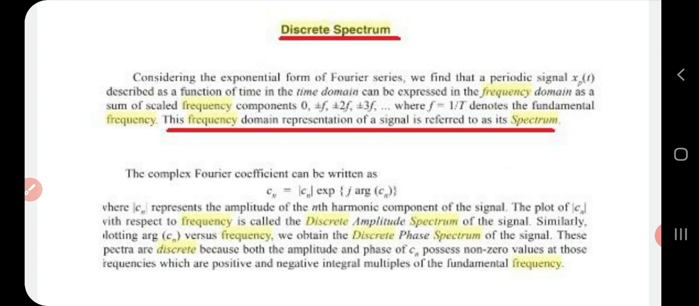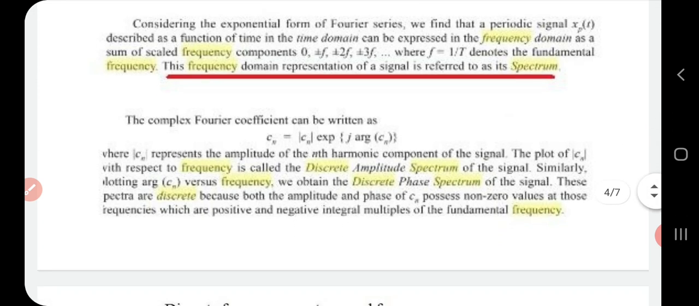Now consider a complex Fourier coefficient given by Cn = |Cn| e^(j arg Cn). Here |Cn| represents the amplitude of the nth harmonic component of the signal. N is the harmonic component of the signal and |Cn| represents the amplitude of that particular nth harmonic component of the signal. Now the plot or the graph of |Cn| with respect to frequency is called the discrete amplitude spectrum of the signal, whereas the plot of arg Cn versus frequency is called the discrete phase spectrum.